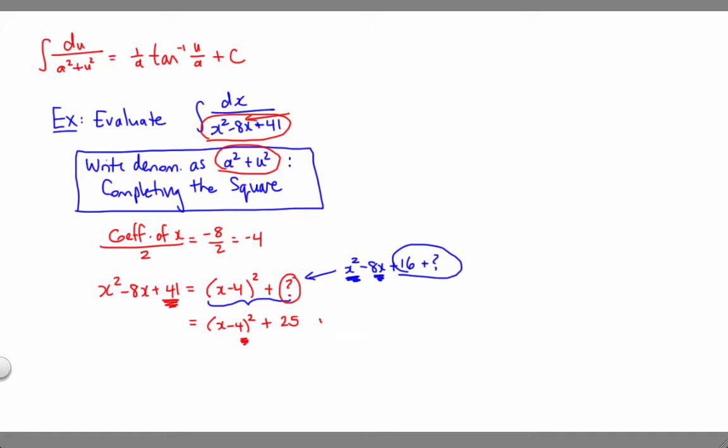So I'm going to put a check mark here. Yes, this is correct. And to write it in the fully completed version, let's say this is x minus 4 all squared plus 5 squared. Great. So that is completing the square done.